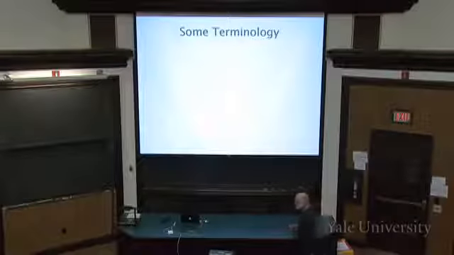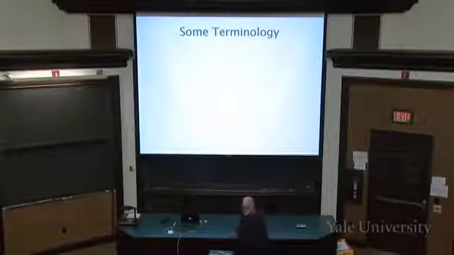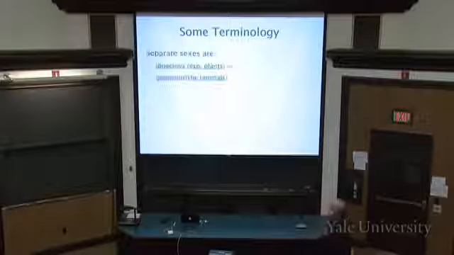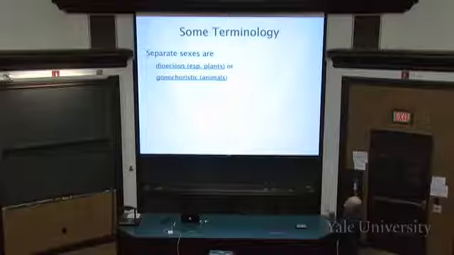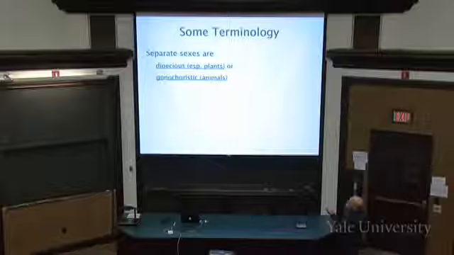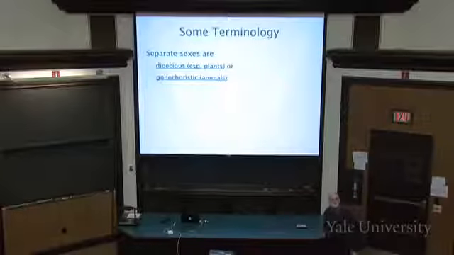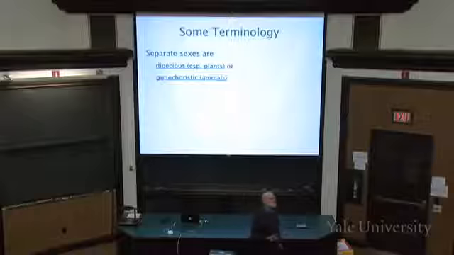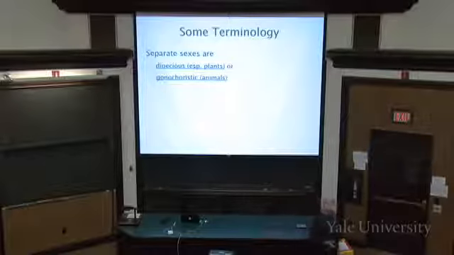In order to get into this field, we need to have a little vocabulary building, just so you can operate in the literature. If you're a botanist, you call organisms that have separate sexes dioecious, and if you're a zoologist, you tend to call them gonochoristic. The default condition in most flowering plants is that they're hermaphrodites and they have both male and female parts in the same flower, but there are some striking exceptions.